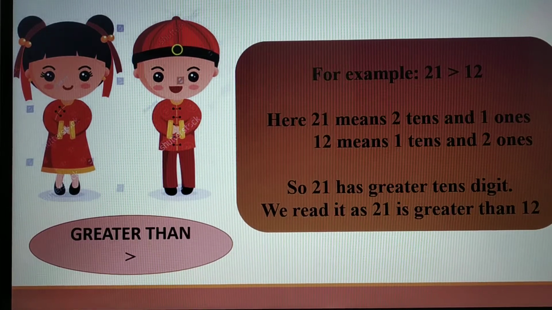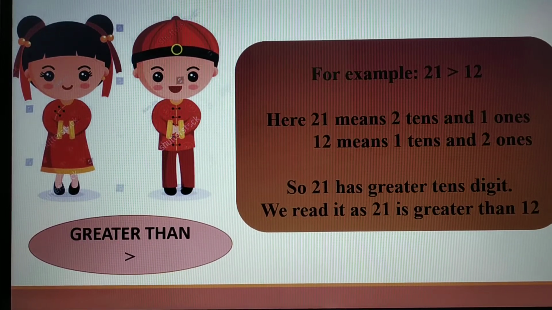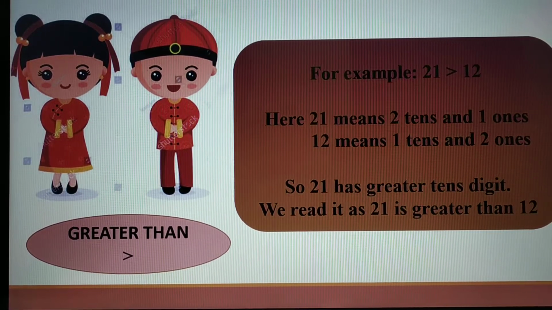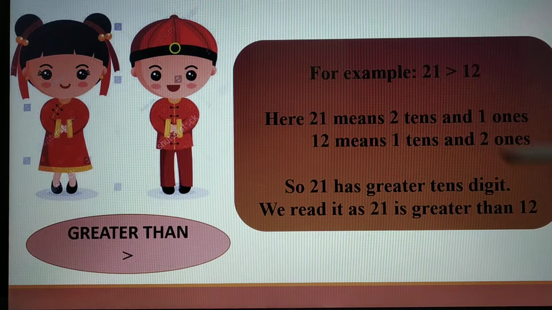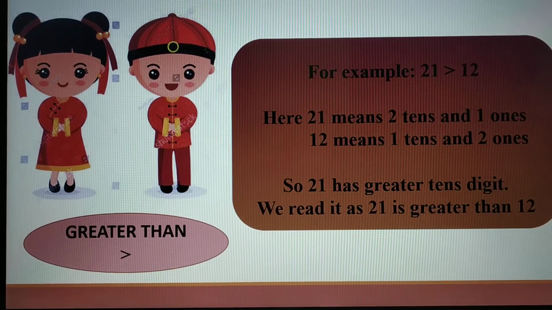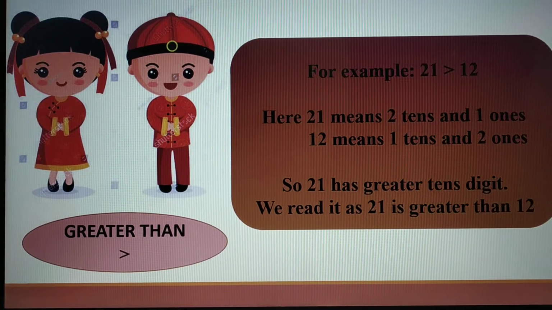But 21 means 2 tens and 1 one. And 12 means 1 tens, 2 ones. Which one is greater? 2 tens or 1 tens? Naturally 2 tens. So 21 is greater than 12.